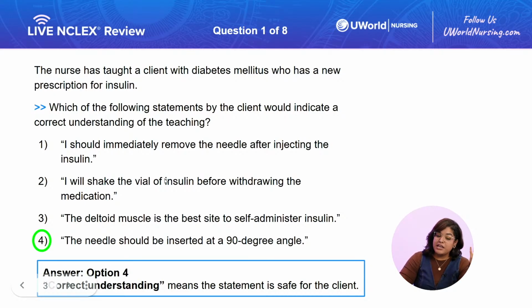Option 1 is incorrect because we want to teach our clients to leave the needle in at least for 5 seconds after administering the injection. That way all the insulin goes in the sub-Q tissue. And then you can remove the needle.